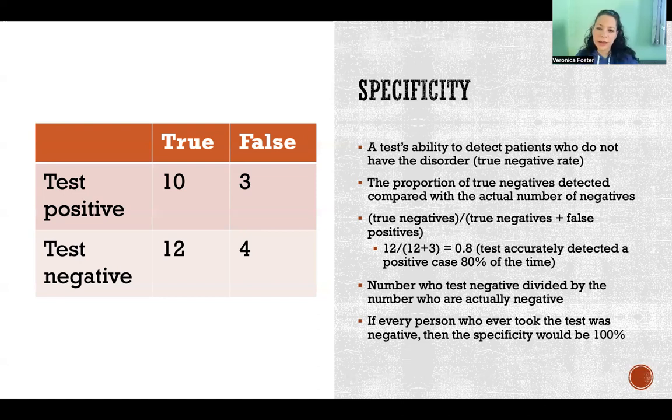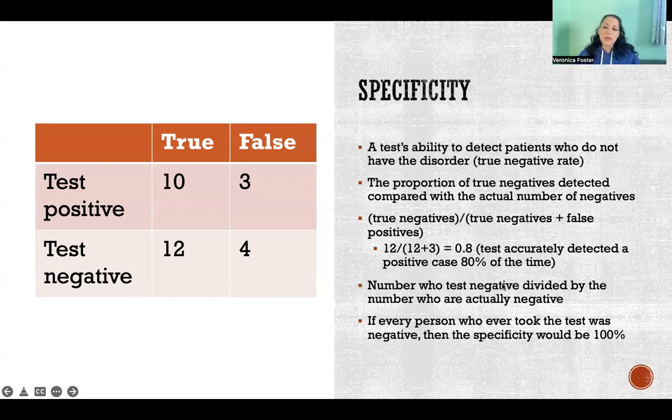So this one you would calculate by dividing the true negatives by the true negatives plus the false positives. So how many people were correctly tested as being negative, divided by how many people actually don't have it. So how many people tested negative, and how many people tested positive but didn't actually have it. In our example, we would divide 12, the number of true negatives, by 12 plus 3, the true negatives plus the false positives. So it would be 12 divided by 15, and that gives us 0.8.